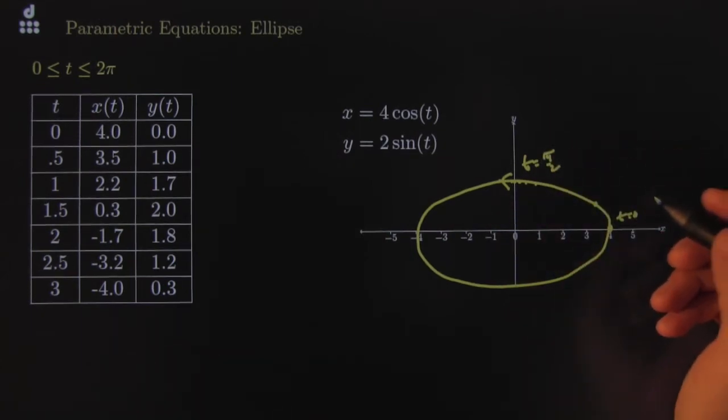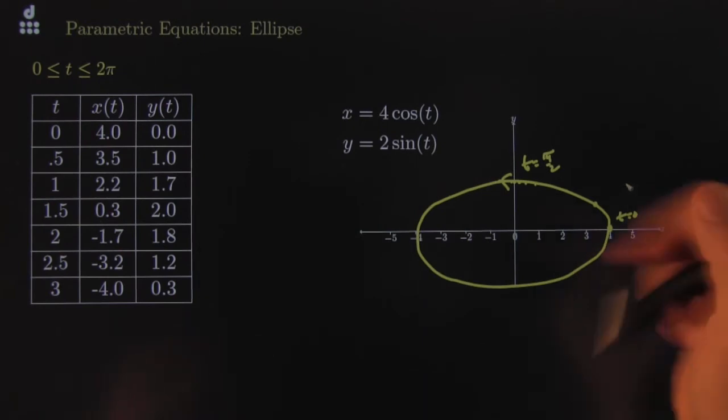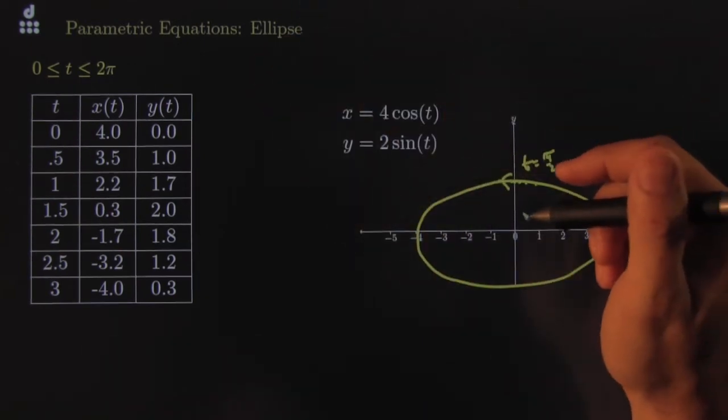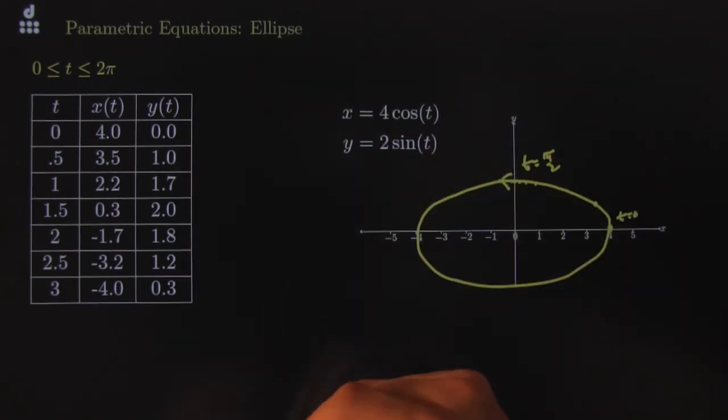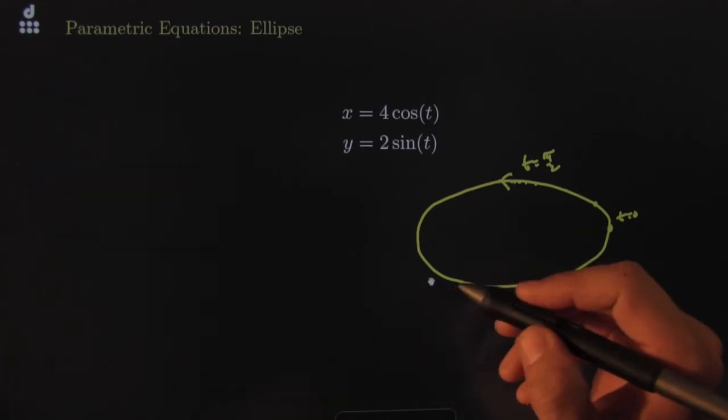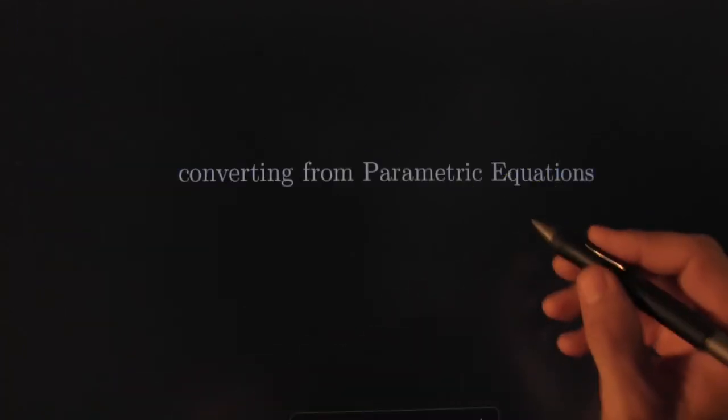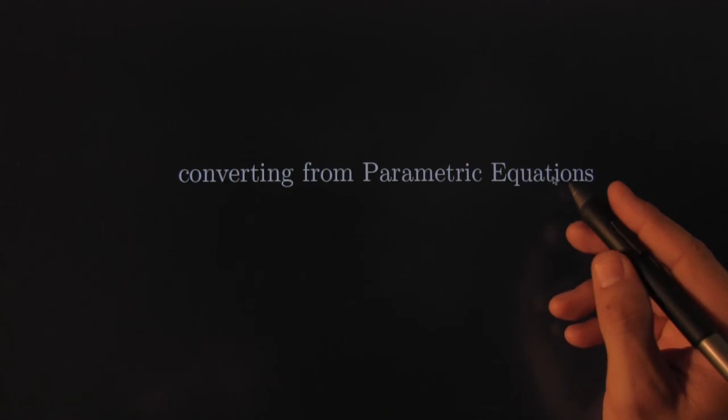Alright, so you should become familiar with circles and ellipses in parametric forms. Next, what should we do? We should actually do the algebra here and convert some of these equations.